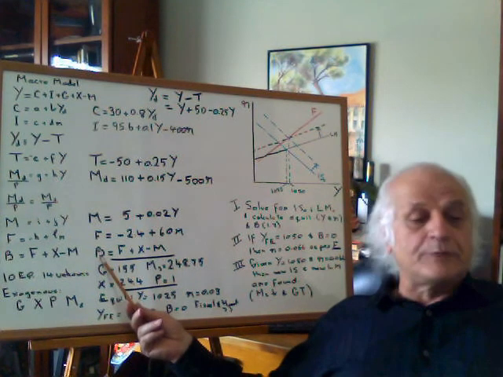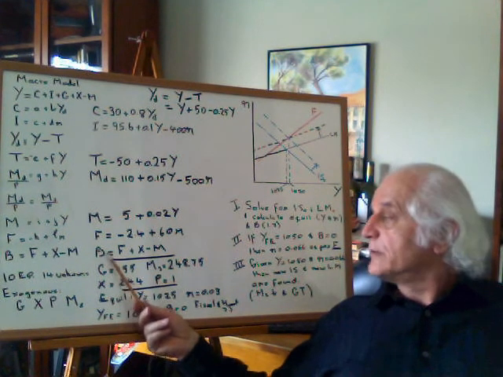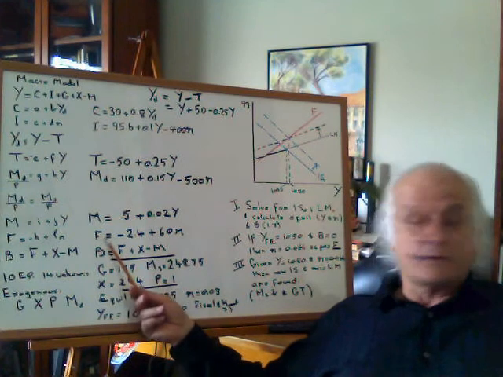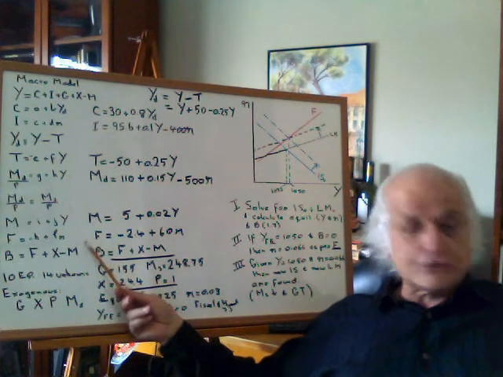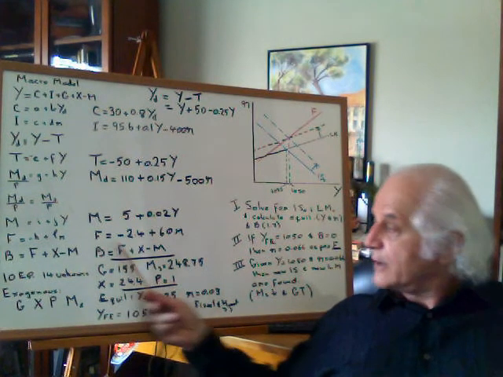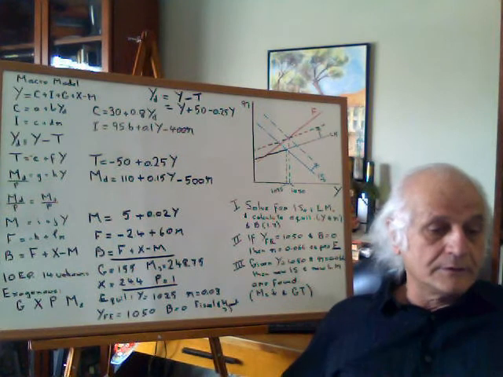Then what about the balance of payments? Well, the balance of payments is going to be nothing else but the combination of the financial flows plus the X minus M, right?